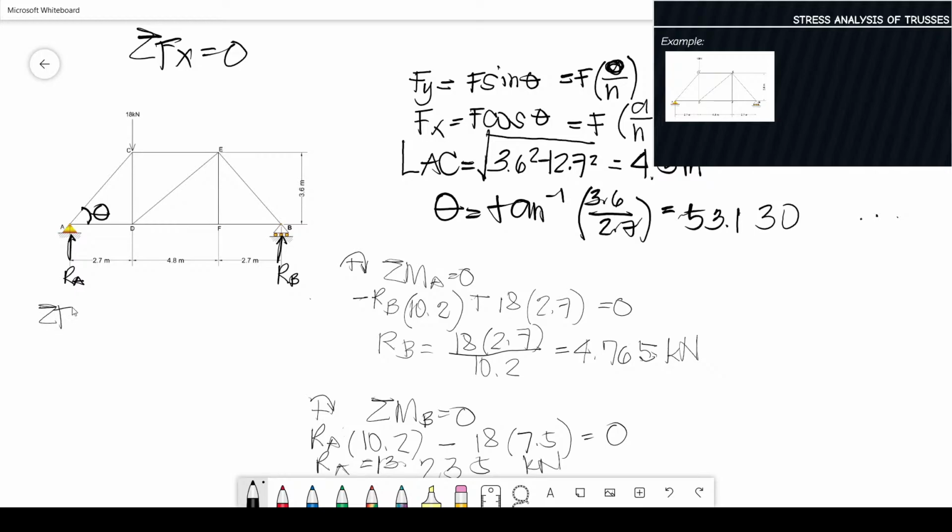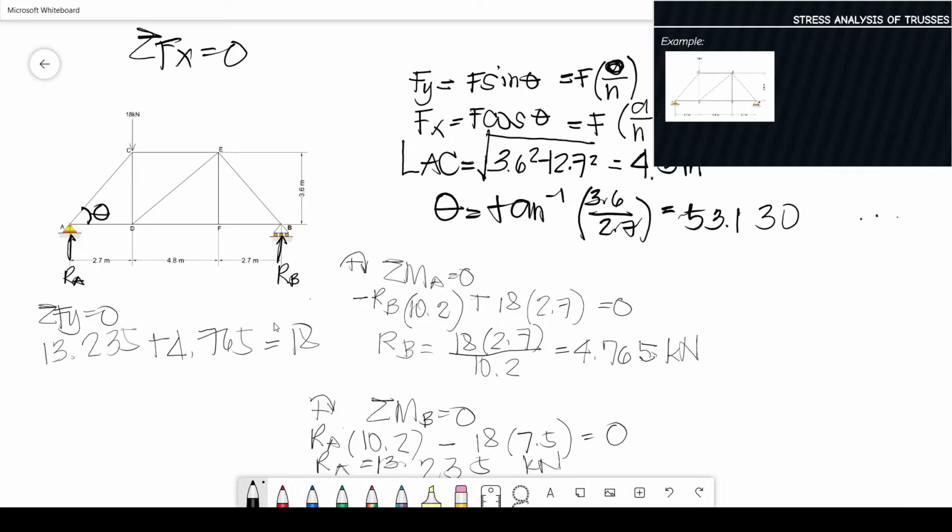Using the summation of Fy is equals to 0. Again, we cannot use the summation of Fx kasi nga wala tayong horizontal. So this is the three equations I've been saying. Okay. So, we have RA is upward, of course, positive 13.235 plus 4.765 is equals to 18.